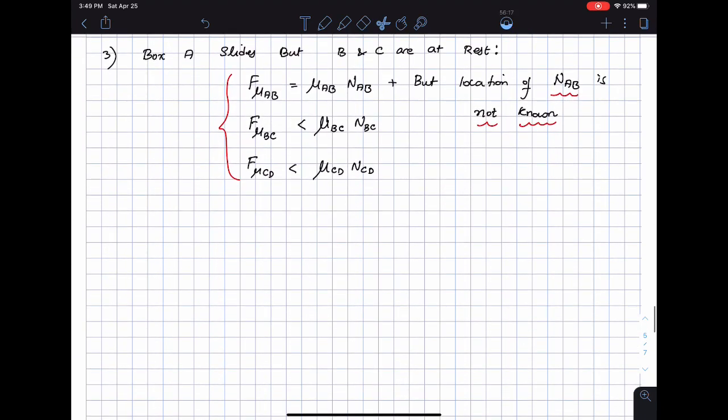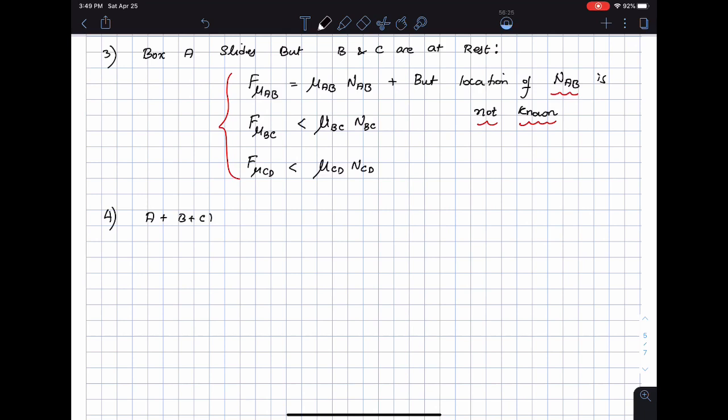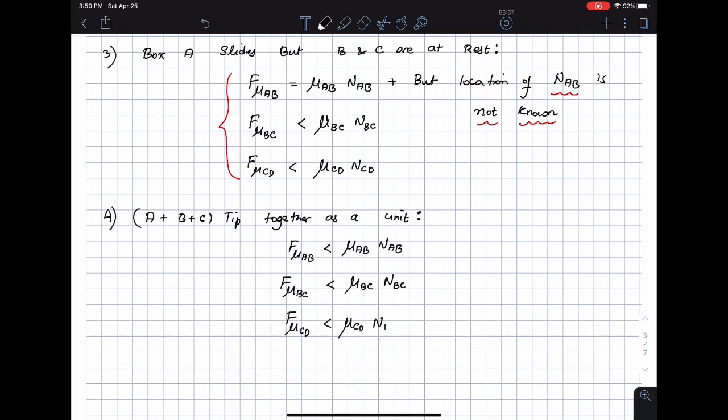So I have the fourth case where I'm going to say that boxes A, B and C tip together as a unit. And in this situation, here are the equations. You will see that F_AB is less than mu_AB times N_AB. F_BC is less than mu_BC times N_BC. All of these are remaining inequalities. F_CD is less than mu_CD times N_CD.